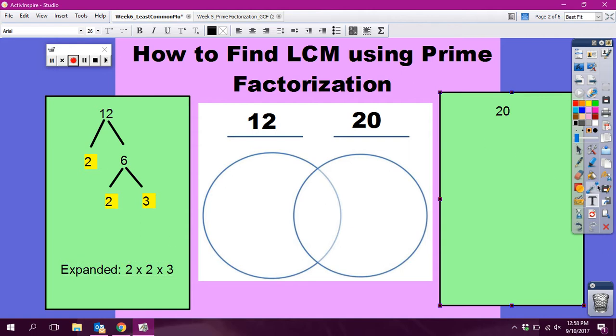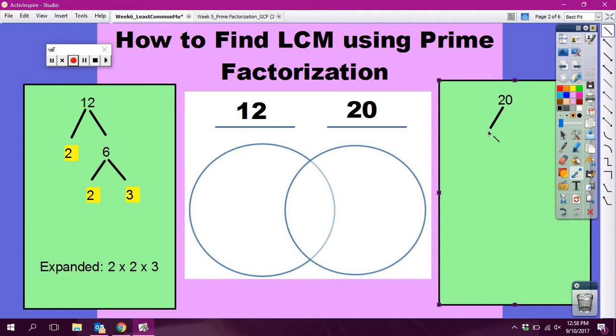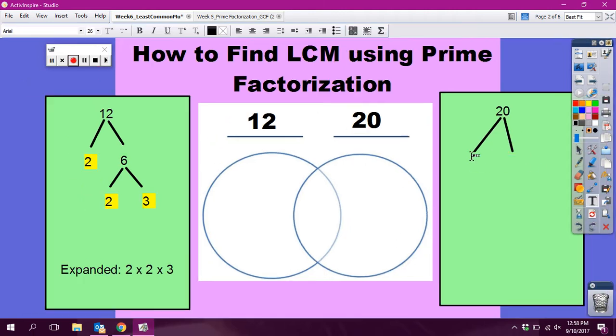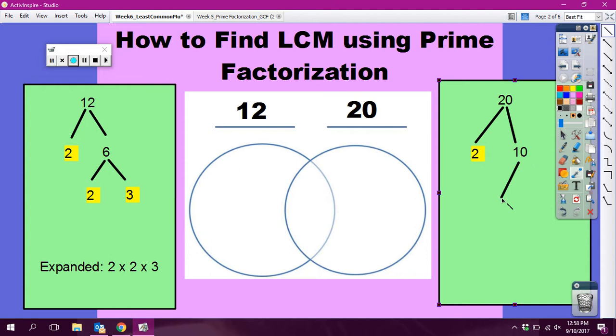Then I'm going to come over here and break down my 20 now. 20, I know, can be broken down into 2 and 10. That was the first thing I thought of. Remember, you can do 4 and 5 if you wanted. If that was the first thing you thought of, we're still going to end up with the same expanded form. But I know that 2 is prime, so I'm going to go ahead and highlight that. And I'm going to keep breaking down my composite number of 10.